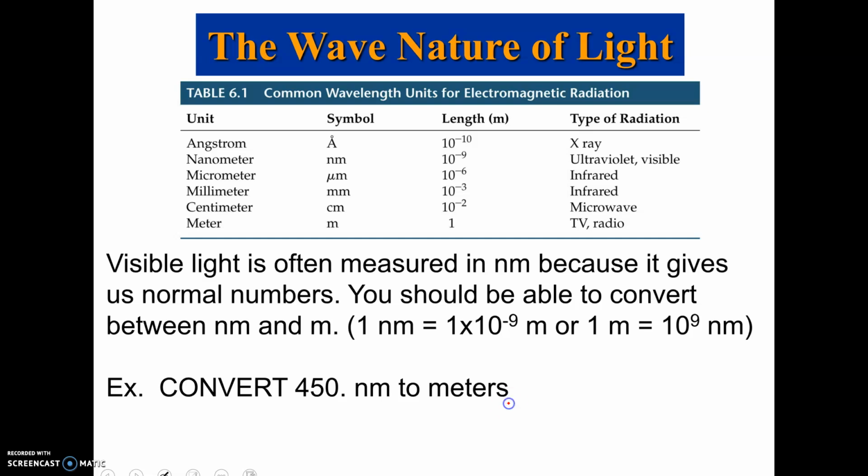So just a reminder, if we want to convert, our sig figs won't change. So 450 with a decimal has 3 sig figs, our answer will still have 3 sig figs. Here's how you could do your conversion. You write the original number, 450 nanometers, times, and then we're going to turn this into a conversion factor. Now, you can actually use either of these. They're the same. 1 nanometer is 1 times 10 to the 9th of a meter, or 1 meter is 10 to the 9th nanometers.